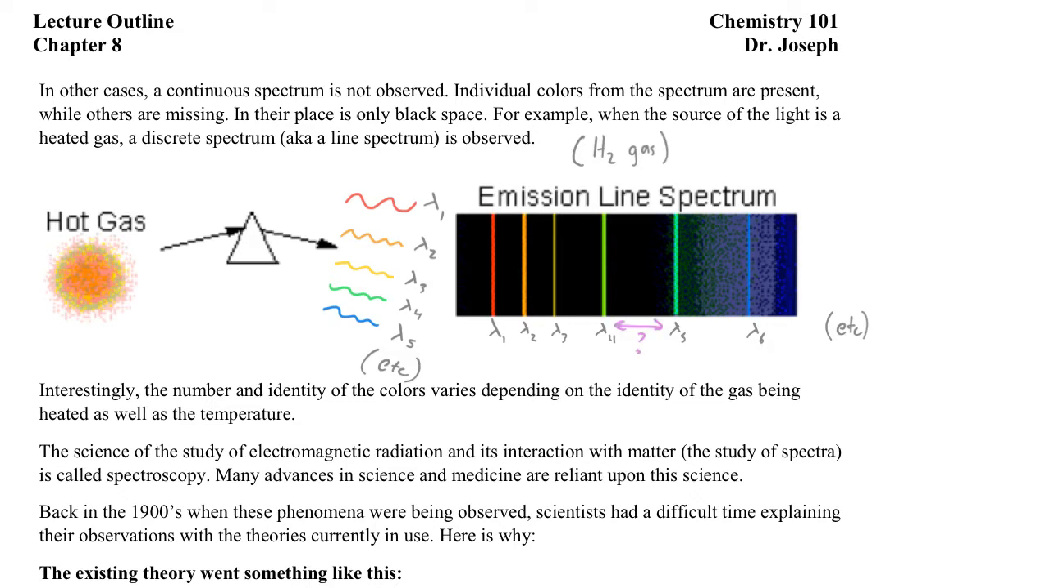The question, though, is where do these colors come from? Why do we get these specific colors, and why are they different for different elements, and why do we have these big gaps in between the various colors? To understand that, we need to talk a little bit about quantum mechanics.